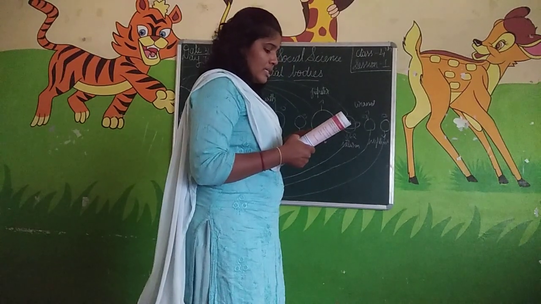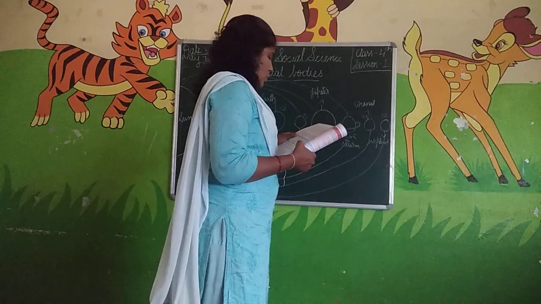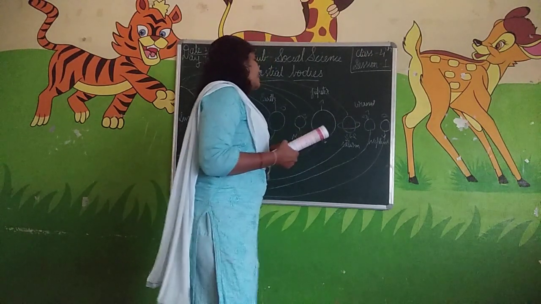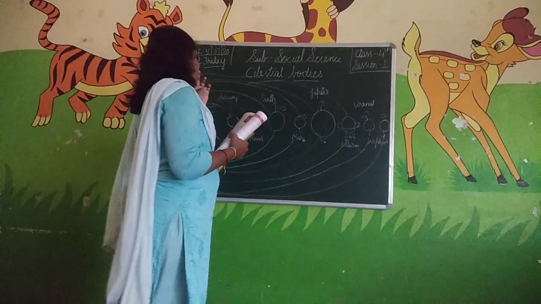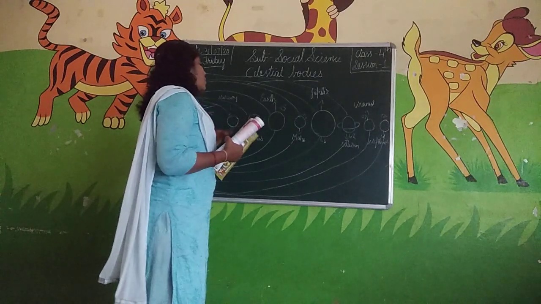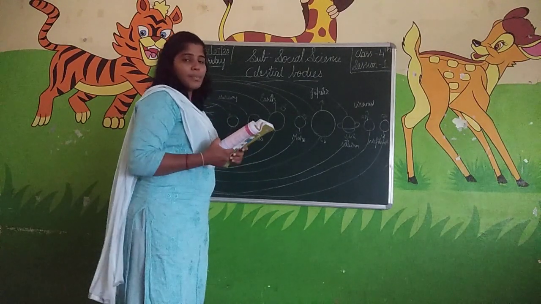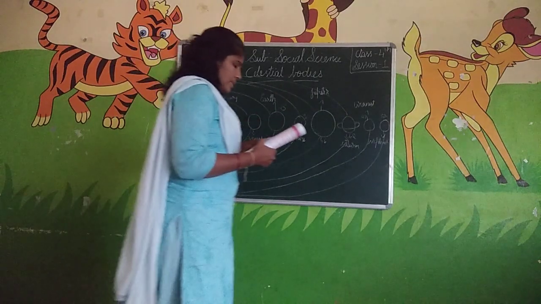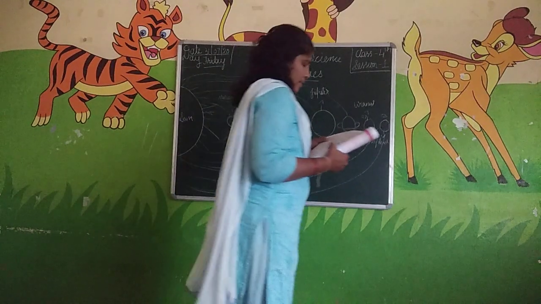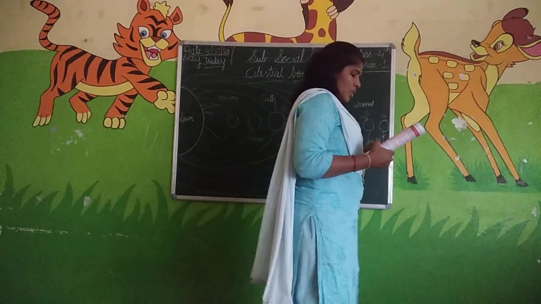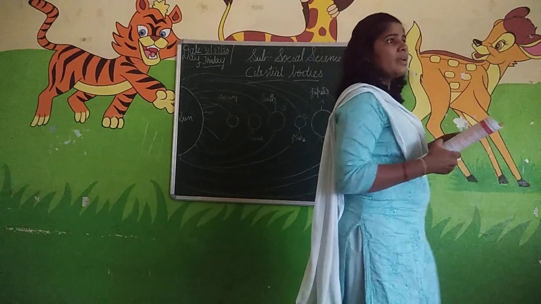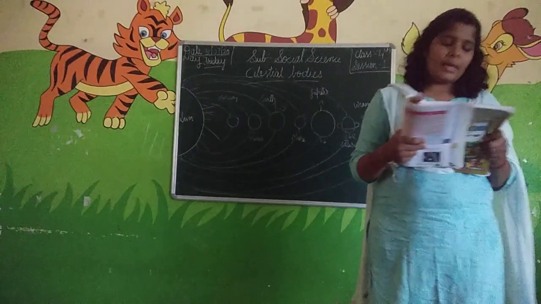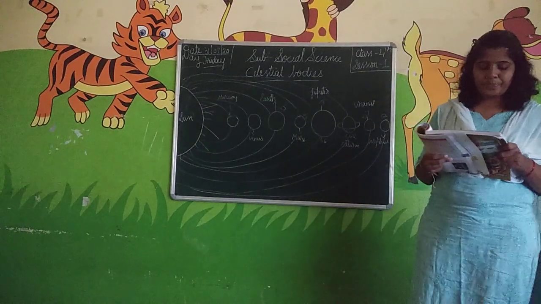Since the moon is nearest to the earth, it appears to be much bigger than the stars. Because the moon is very near to the earth, it appears very big and bright in the night time. Actually, all the stars and planets are much bigger than the moon.